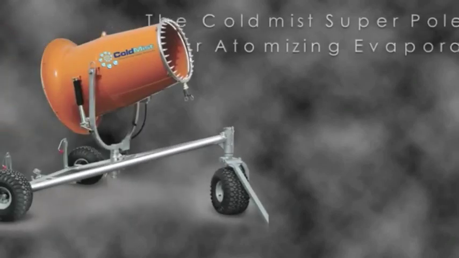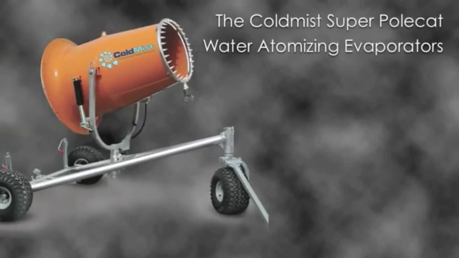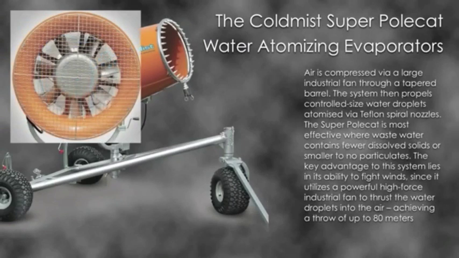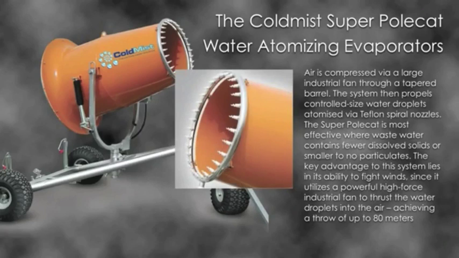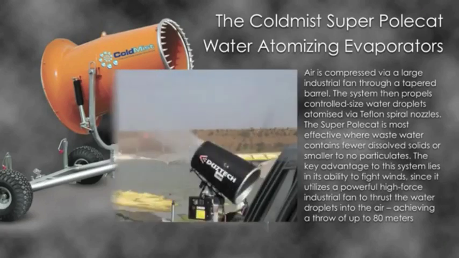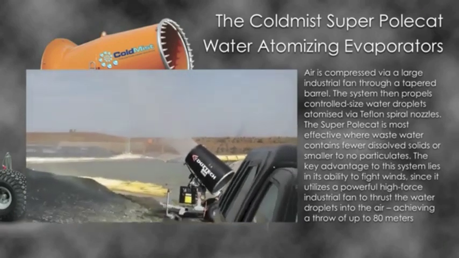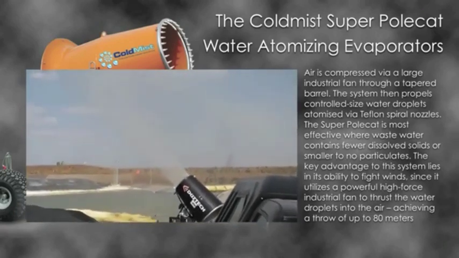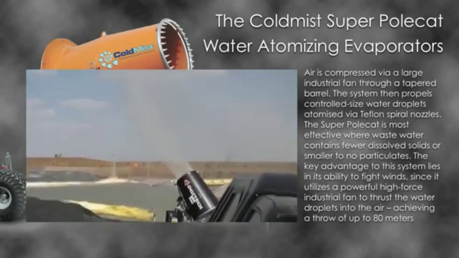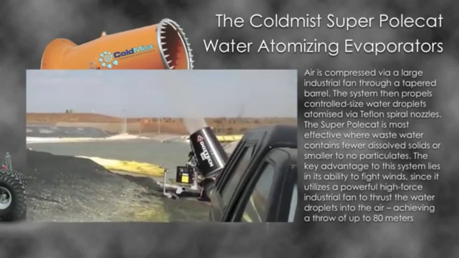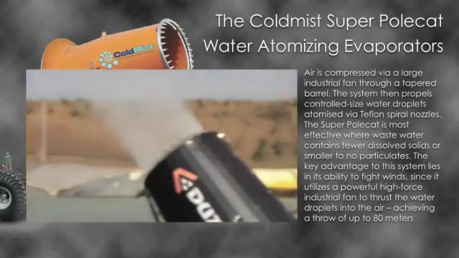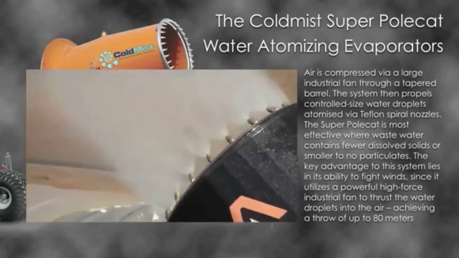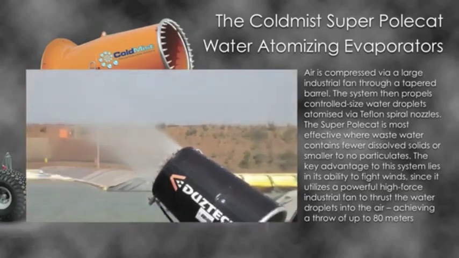The Cold Mist Super Polecat water atomizing evaporators. Air is compressed via a large industrial fan through a tapered barrel. The system then propels controlled-sized water droplets atomized via Teflon spiral nozzles. The Super Polecat is most effective where wastewater contains fewer dissolved solids or smaller to no particulates. The key advantage to this system lies in its ability to fight winds, since it utilises a powerful high-force industrial fan to thrust the water droplets into the air, achieving a throw of up to 80 metres.